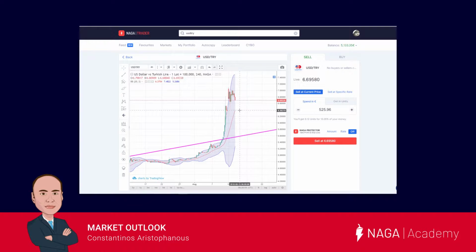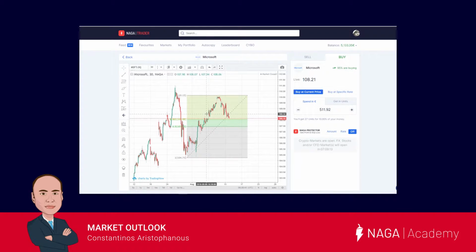Therefore, we're suggesting long positions on pullbacks, with the first one being at the 20 moving average at the 6.37 price area. There might also be further downward movement to approximately the 6.20, which is equivalent to the 50% Fibonacci retracement level. Overall, the chart shows great bullishness and we're expecting further upward movement with new highs.